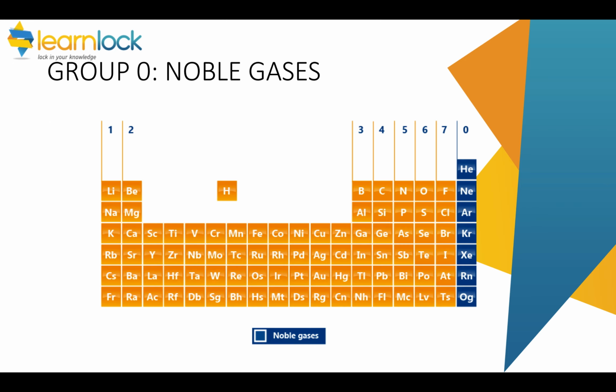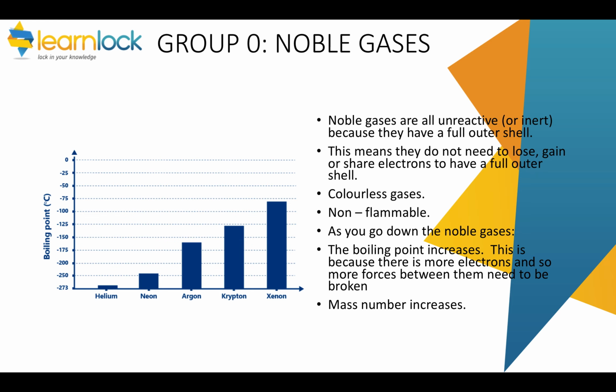Moving on to the noble gases, these are in group 0 and include helium, neon, argon. They're all unreactive or inert, and that's because they have a full outer shell. They don't need to lose electrons or gain them or share them. They are full, so they don't react. They're not flammable, they're colourless gases, and as you go down the group, the boiling point increases, as shown on this graph. And that's because there's more electrons, and so more forces need to be broken.